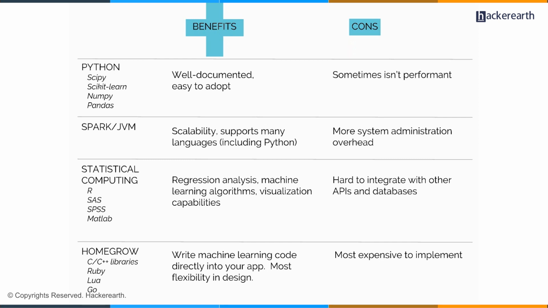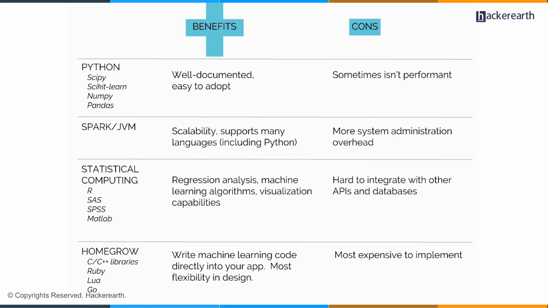For instance, if you are a hedge fund and you want to write the fastest code possible for your high frequency trading algorithm, then most likely you need to write it in C and C++, or maybe Go or Lua. It gives you a lot of flexibility, but the real downside to homegrown is the immense maintenance cost, and it's expensive to implement. You have to build everything yourself or glue things together based off of what you can find.